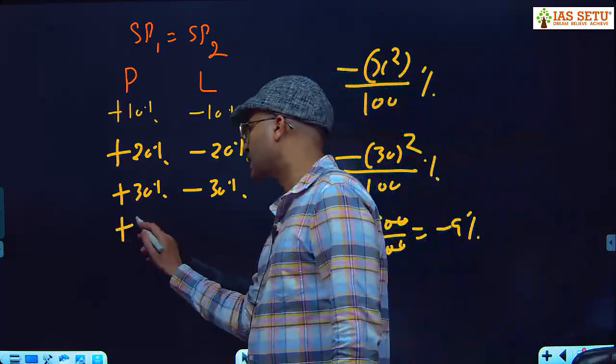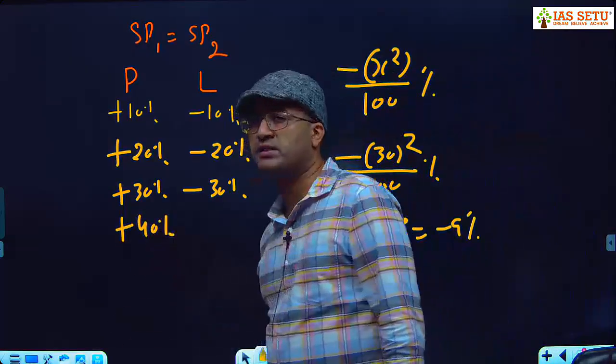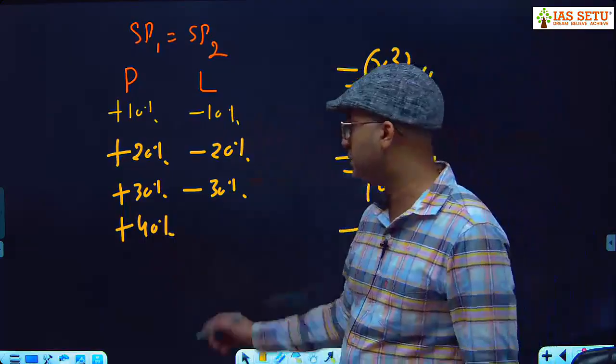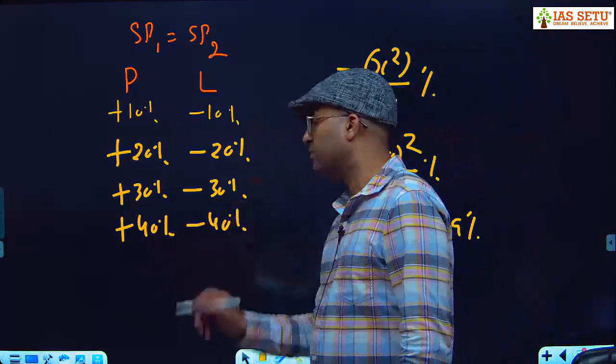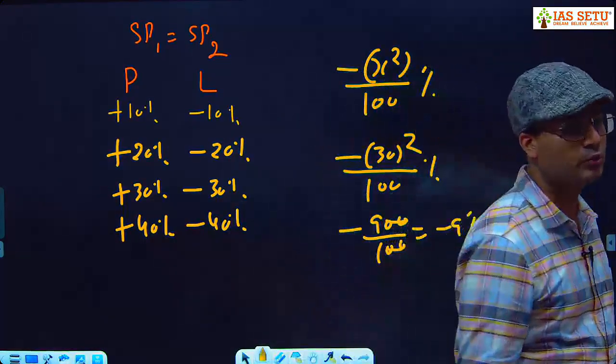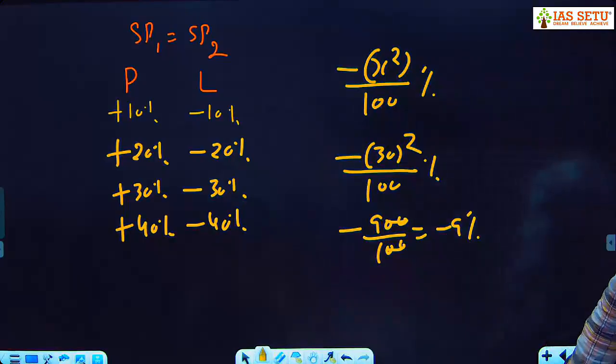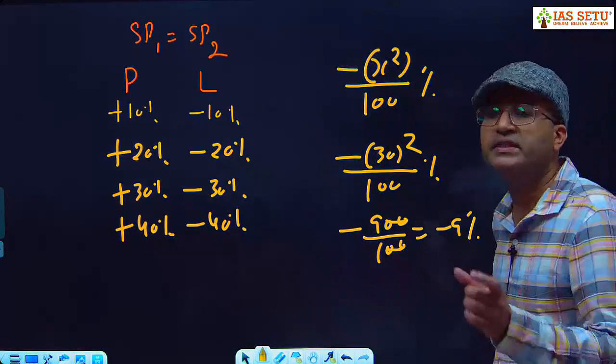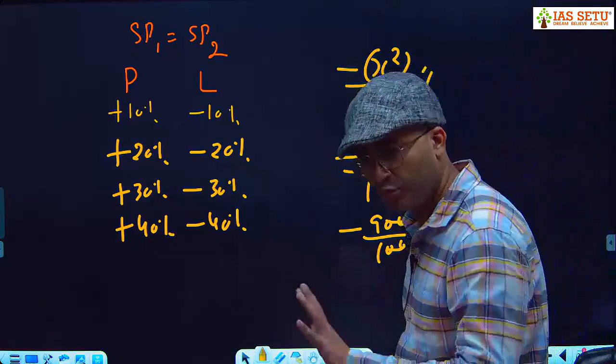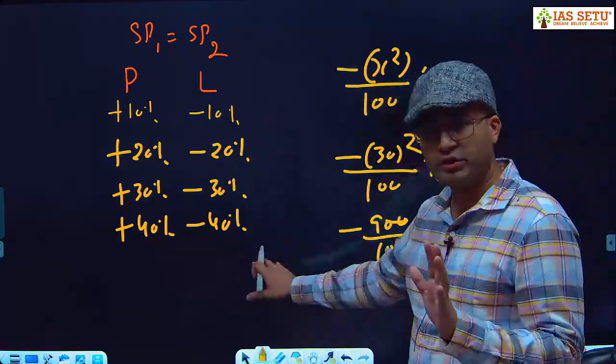Next question. I sell two articles at the same price. One I sell at 40% profit, the other at 40% loss. Find the overall profit and loss percentage. Minus 16%, which means 16% loss. Okay? Any doubt in this?